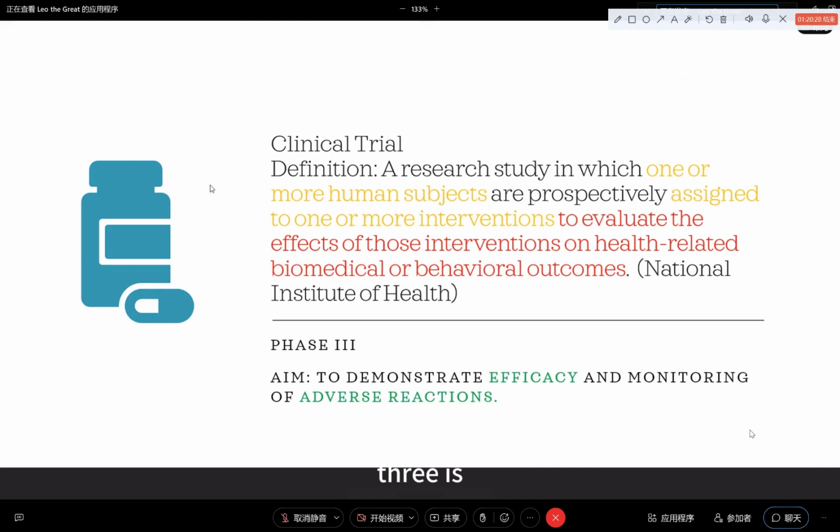What's the difference between phase 1, phase 2, and phase 3 is that in phase 3 the aim is to demonstrate efficacy and monitor adverse reactions. You can imagine it's like simulating the real-world situation where you really prescribe this to someone and you want to see what happens to them in the longer term. This is the main difference between phase 3 and phases 1 and 2.